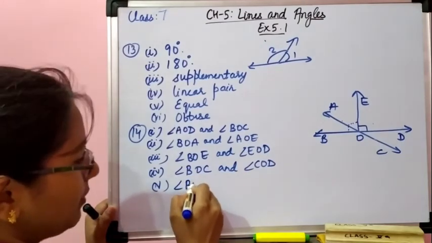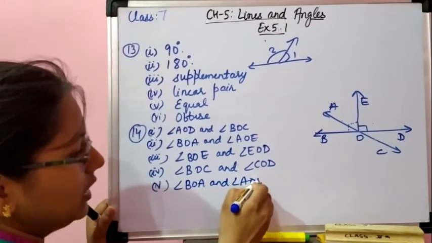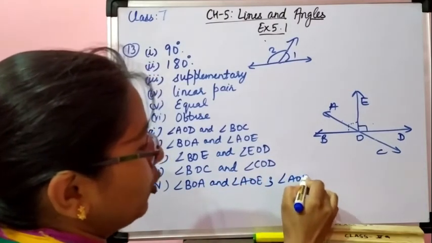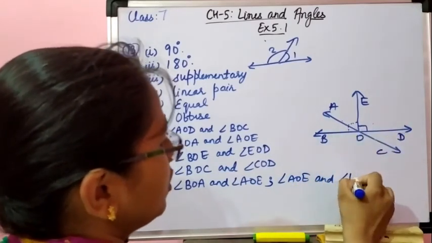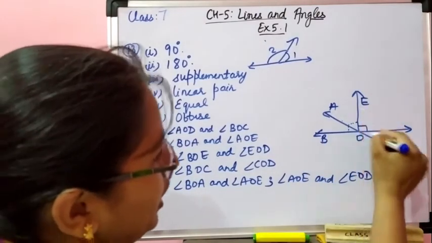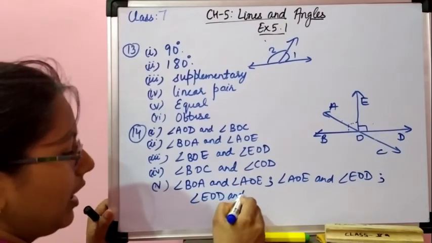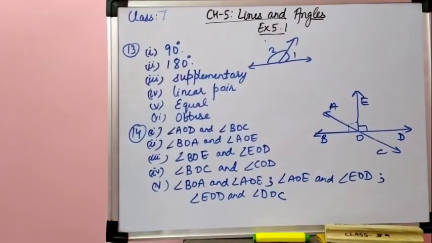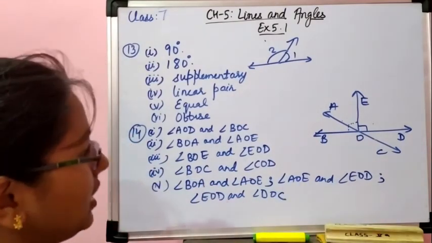First pair क्या है? Angle BOA and angle AOE. This is the first pair. Second pair, angle AOE, ये वाला, and angle EOD. Third pair, angle EOD and angle DOC. तो ये तीन पेयर्स हो गए पूरे. And they are adjacent but they are not forming a linear pair.